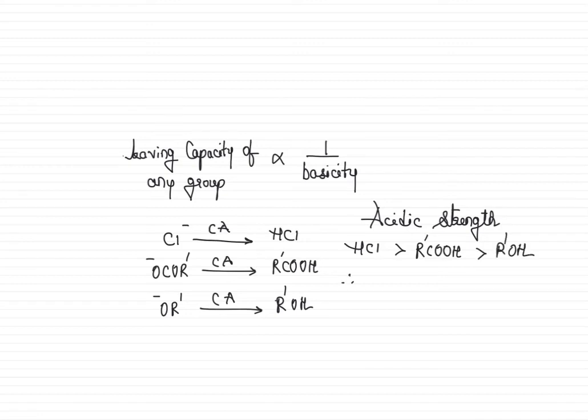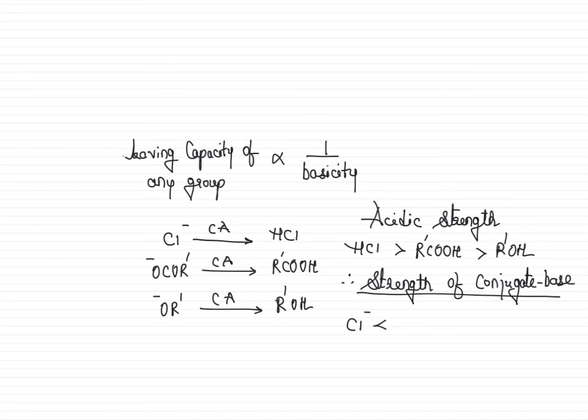Therefore, the strength of conjugate base, you know the basics, right? When acid is strong, its conjugate base would be weak. So Cl minus is weaker than R dash C double O minus, which is weaker than R dash O minus. That makes R dash O minus the strongest base.